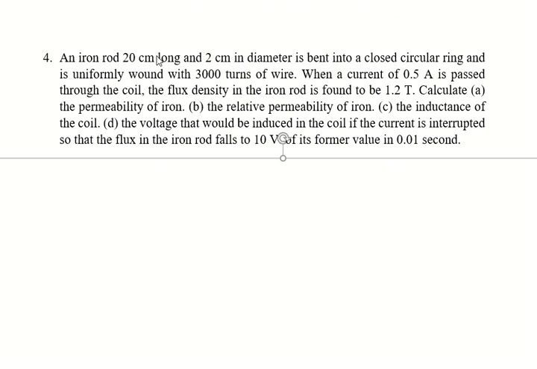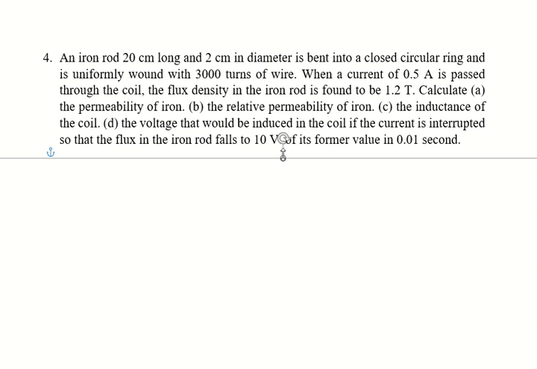An iron rod 20 centimeter long and 2 centimeter diameter is bent into a closed circular ring and is uniformly wound with 3,000 turns of wire. When a current of 0.5 ampere is passed through the coil, the flux density in the iron rod is found to be 1.2 Tesla. Calculate the permeability of iron, the relative permeability of iron, the inductance of the coil, and the last one is the voltage that would be induced in the coil if the current is interrupted so that the flux in the iron rod falls to 10 volt of its former value in 0.01 second.